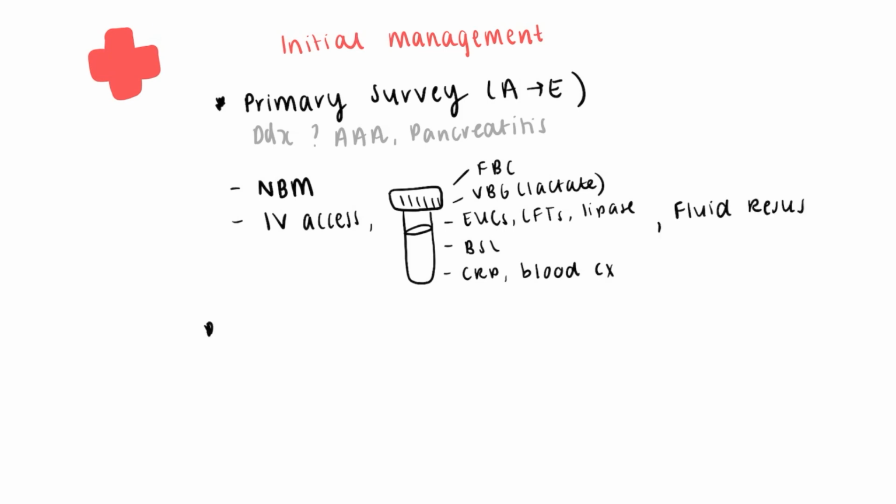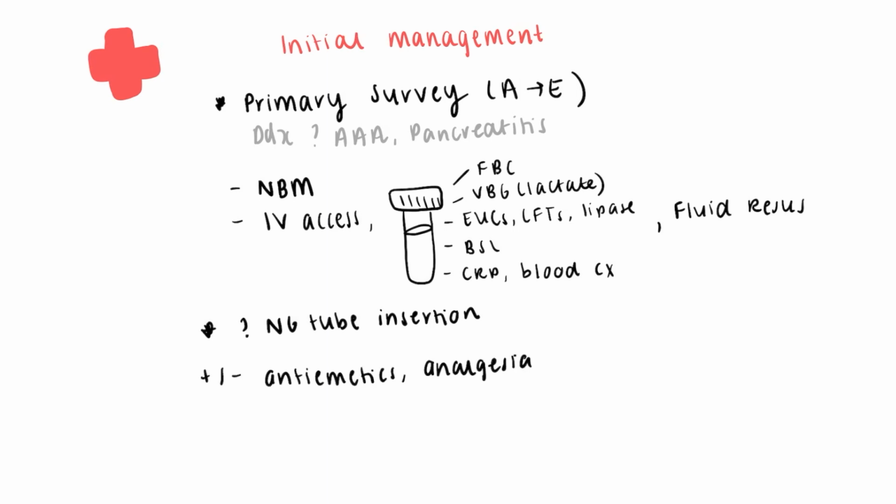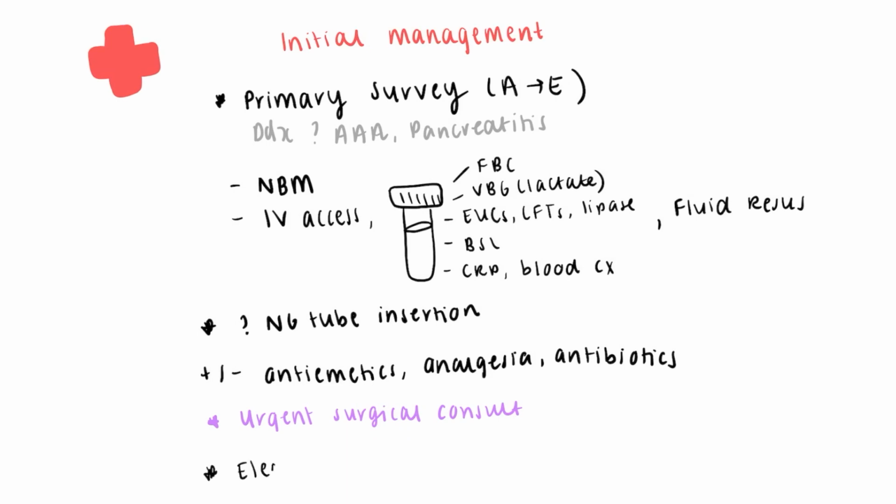Nasogastric tube insertion is not usually necessary, however can be used for patients with significant vomiting or distension. Antiemetics and analgesia as needed. Antibiotics if evidence of peritonitis, fever, or leukocytosis. Arrange for an urgent surgical consultation. Then electrolyte repletion depending on lab results. Further management and diagnostics include imaging studies, starting with plain films.